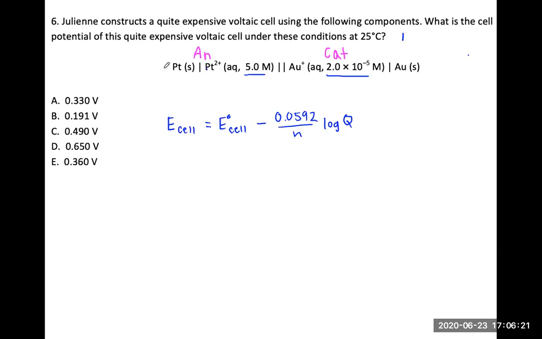So let's go ahead and convert this into an equation. Actually, let's do it down here, into a full reaction rather than our cell notation. So we know the first part corresponds to the oxidation, so the loss of electrons. And we can see that because we go from neutral Pt to Pt2+, we must have lost 2 electrons.